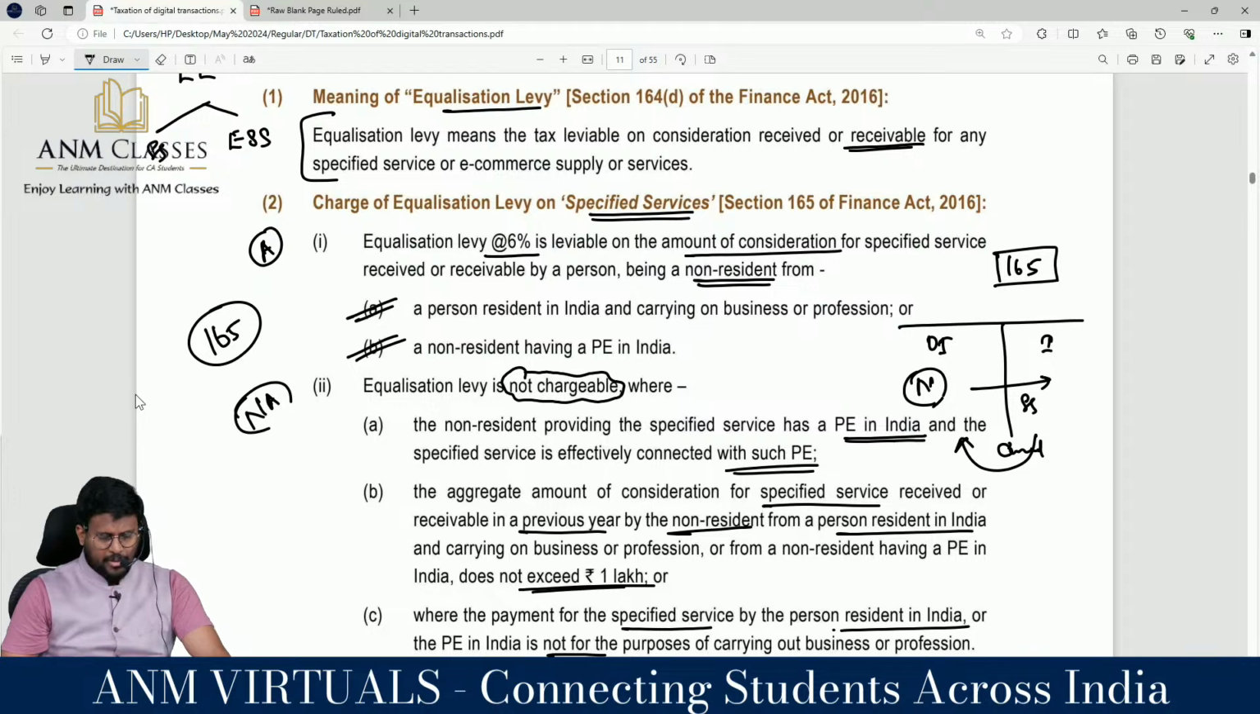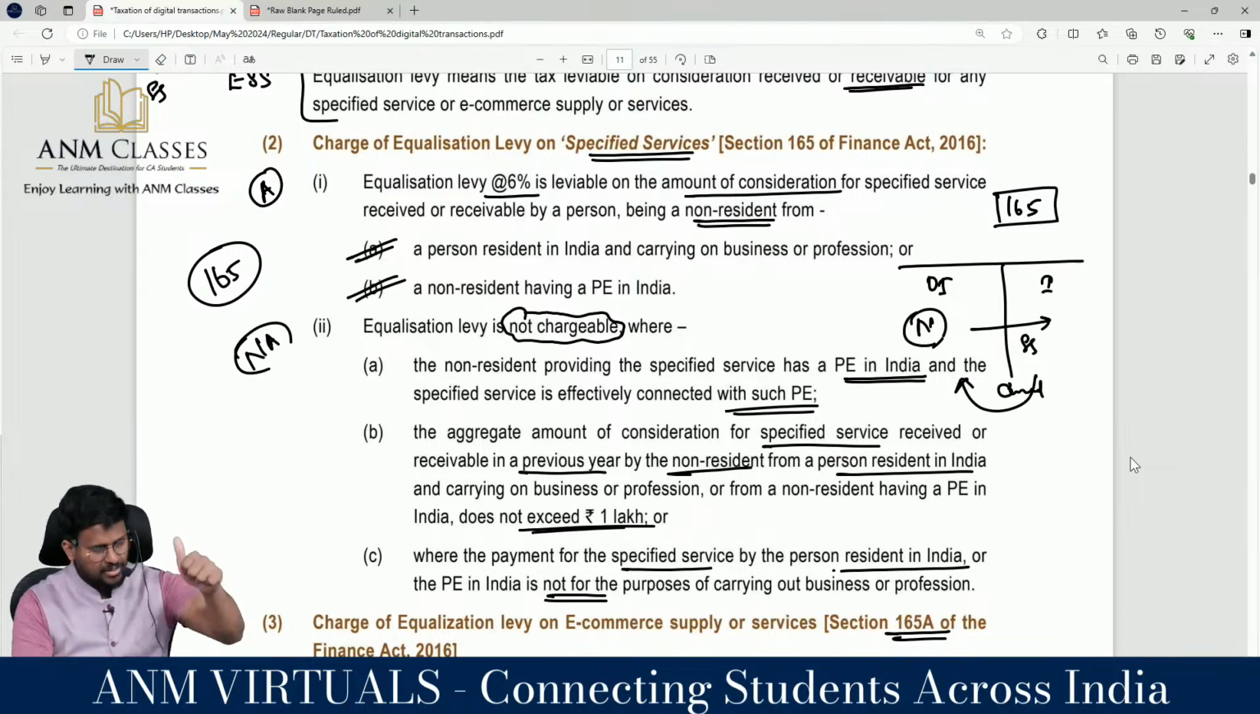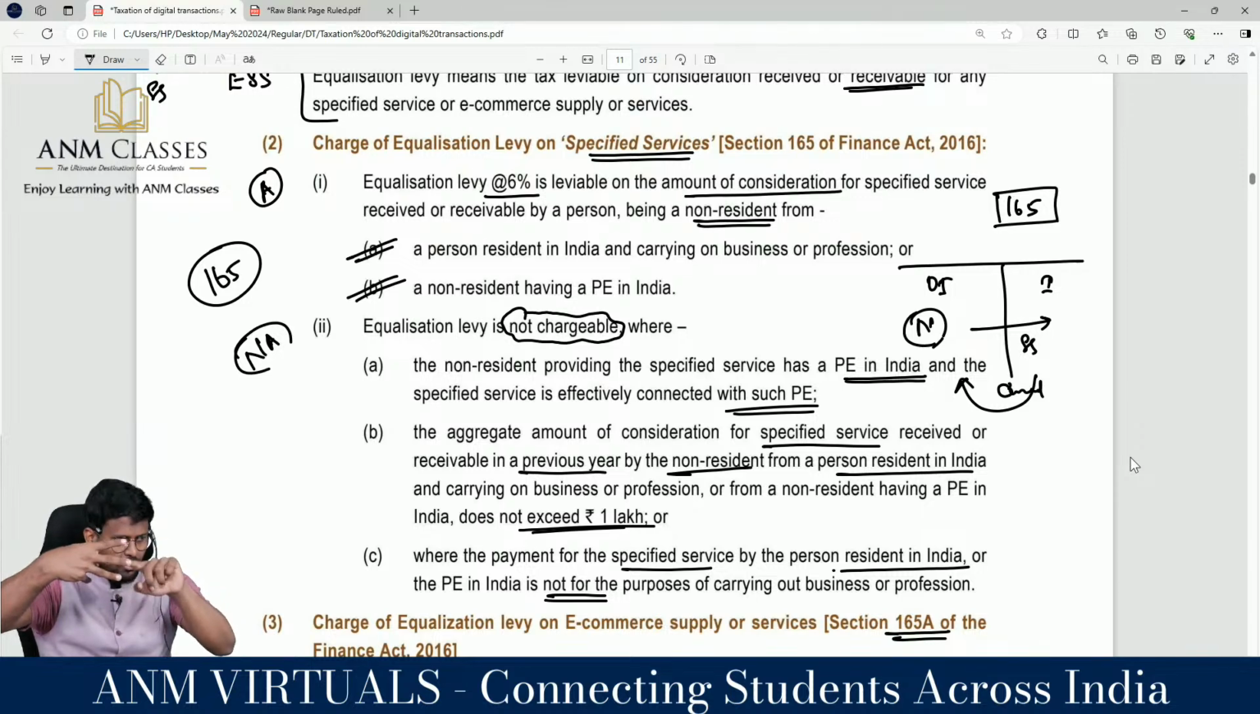About the core ways: number one, there should be a non-resident. The non-resident should provide specified services to a specified person who is situated in India. Then the specified person is liable to deduct equalization levy at the rate of 6%. Right. But this is not applicable in 3 circumstances. What are the 3 circumstances for the equalization levy?